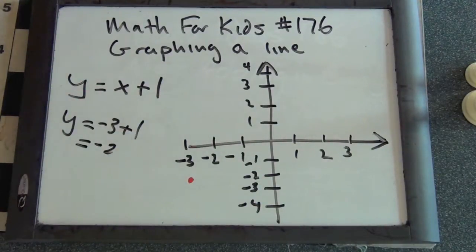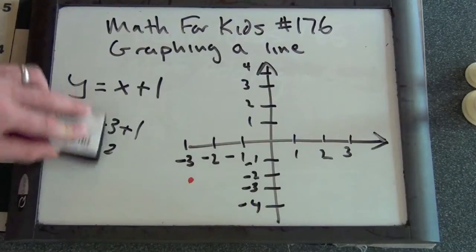When you're graphing points, which comes first, the x or the y? X. Why? Because it's in alphabetical order. Oh, okay. Funny. So now let's do minus 2.